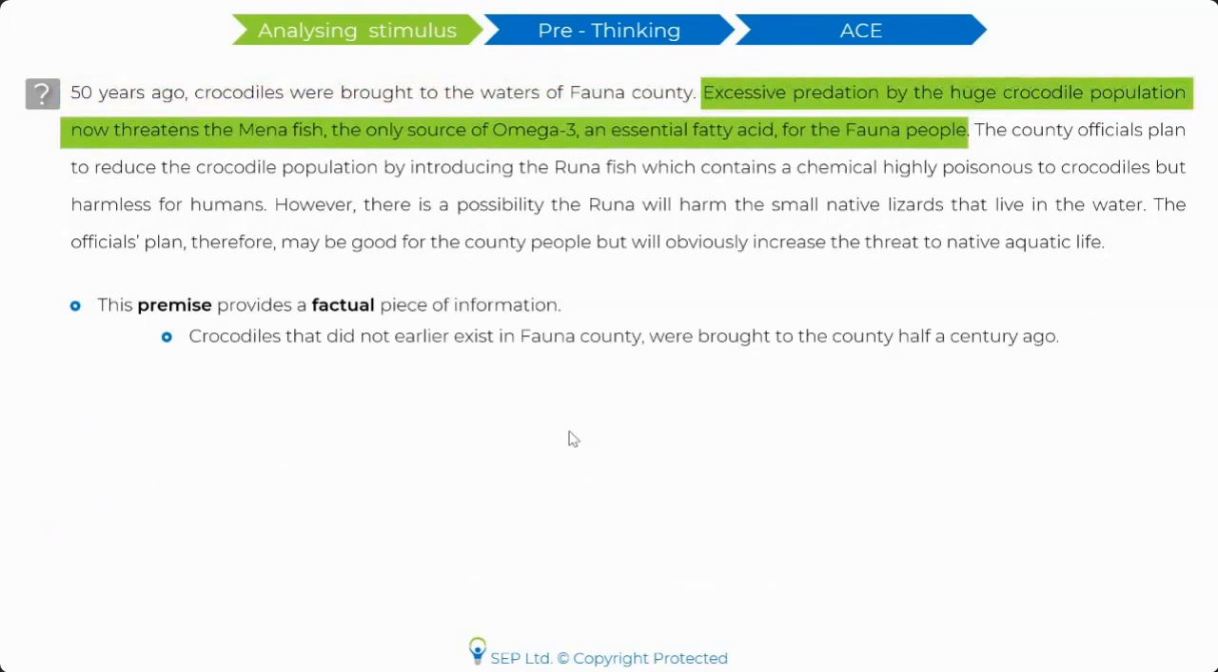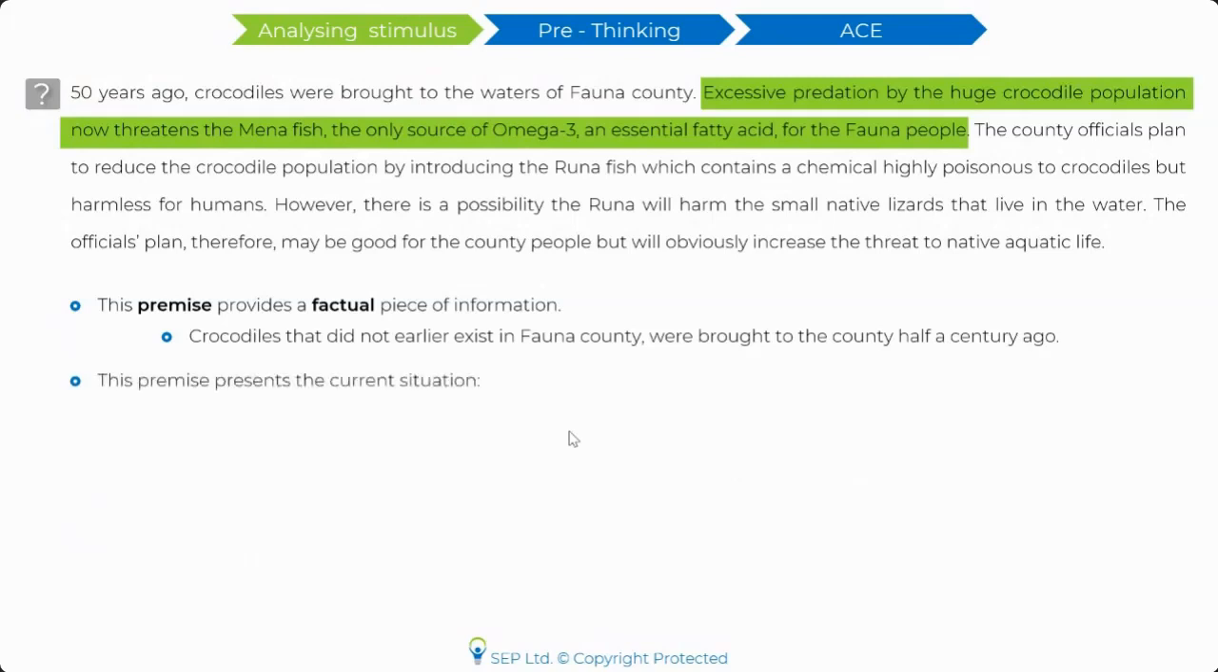Excessive predation by the huge crocodile population. If you look at this small phrase, it tells us two things. A huge crocodile population exists now. 50 years ago, it was not there, but now there is a huge number of crocodiles, and they are hunting a lot, excessive predation. So this excessive hunting by the huge number of crocodiles now threatens the mena fish. So the mena fish probably also lives in the water. The only source of omega-3. So this mena fish is the only source of omega-3. And this omega-3 is an essential fatty acid for the fauna people. And a lot of things here.